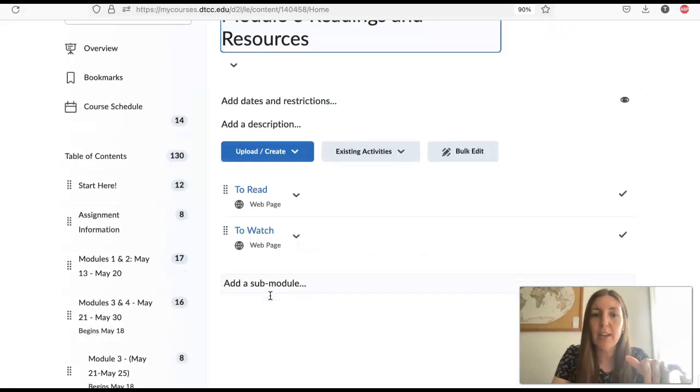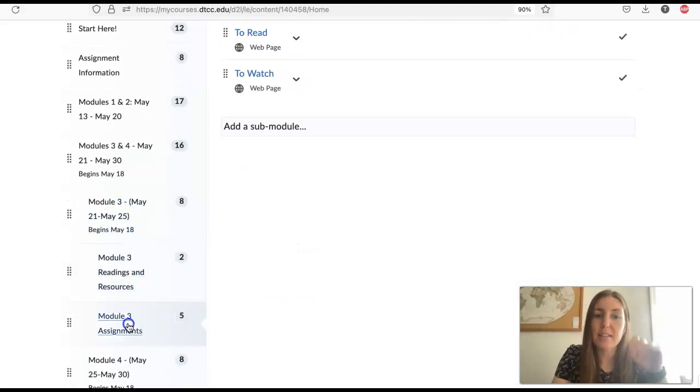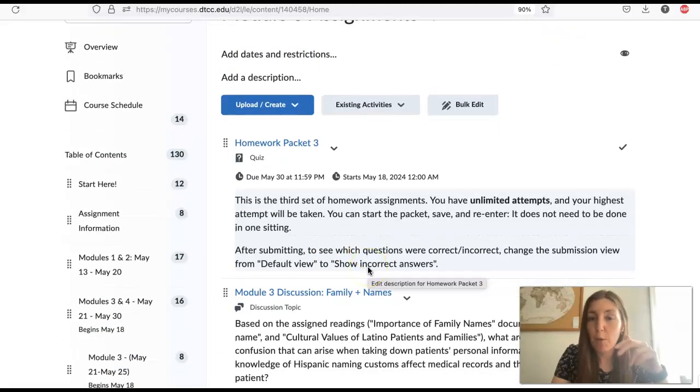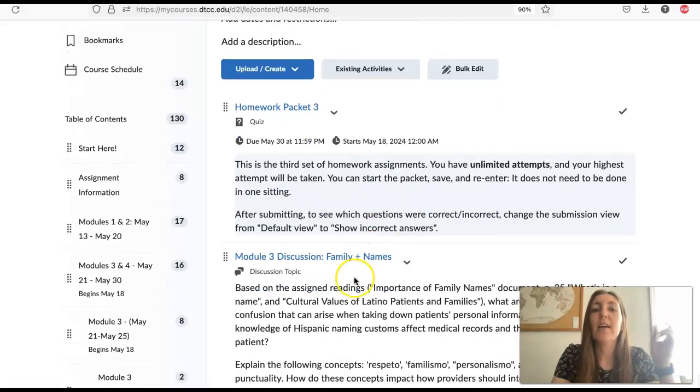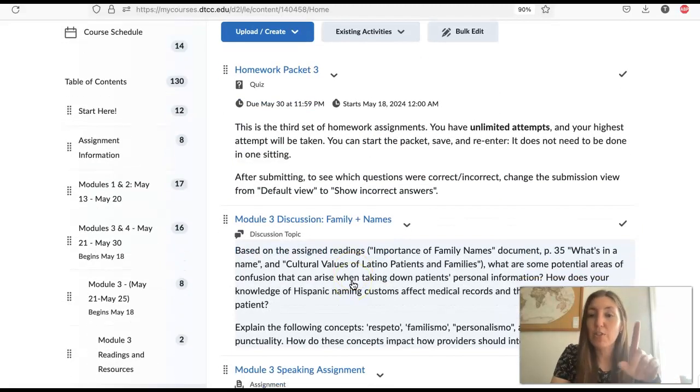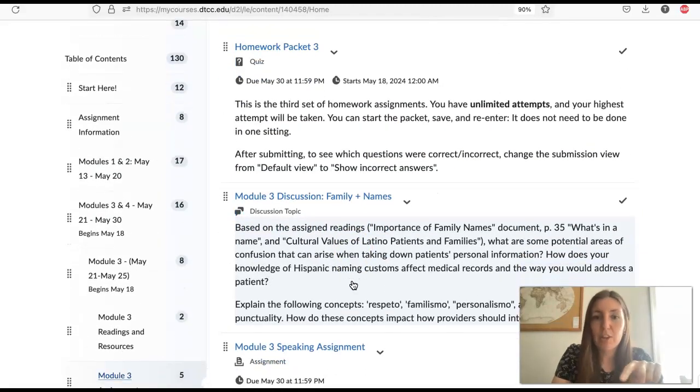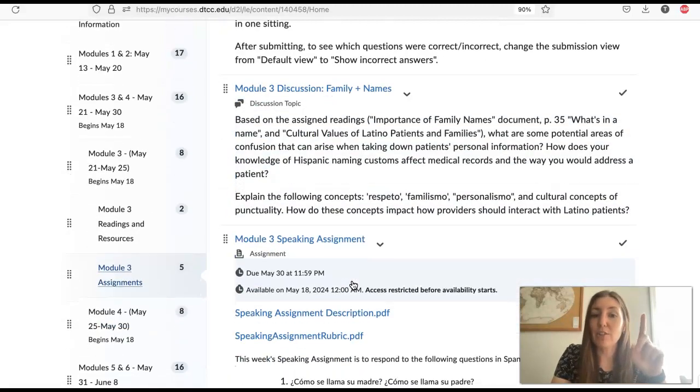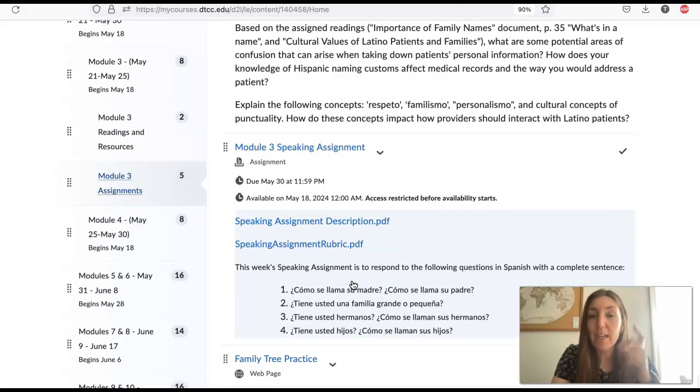Remember, all the discussion boards are in English. And then the assignments that we have: the homework packet, which again, like you saw in the first modules, is unlimited attempts. You can keep doing it until you get the grade you want. The discussion board, which initial posts due May 25th, responses due May 30th. The speaking assignment, so you're going to answer those questions about your family.